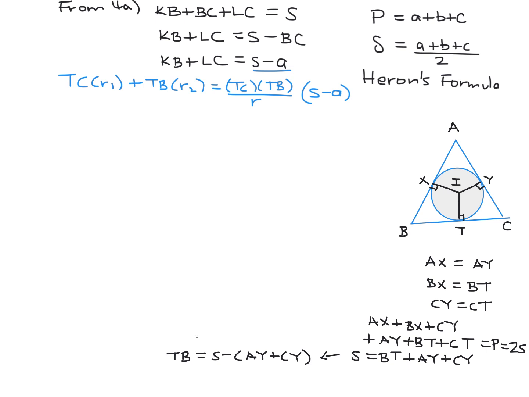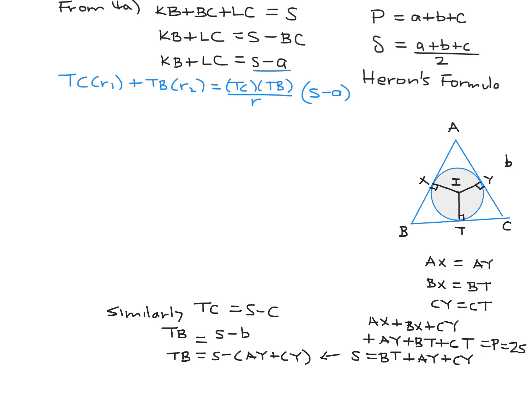Right? Well, AY plus CY is this whole side right here, which we had designated as B. So that means S minus B is TB. And very similarly, you can show that TC is equal to S minus C, the exact same way I showed that TB is equal to S minus B.